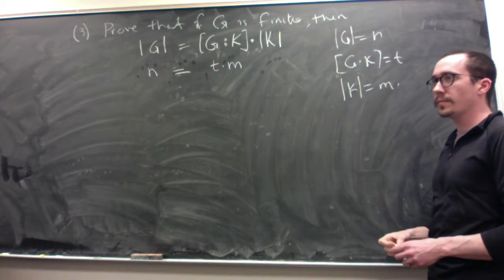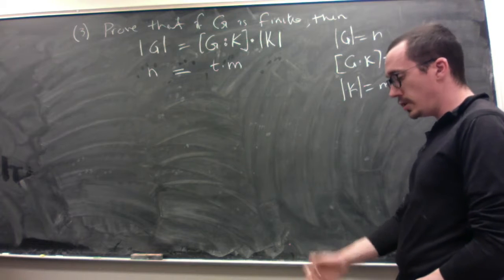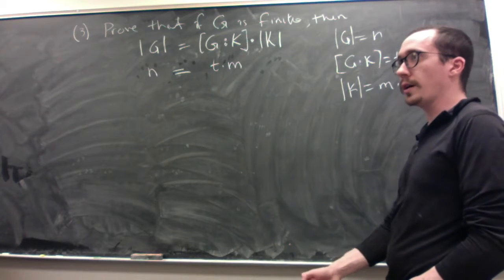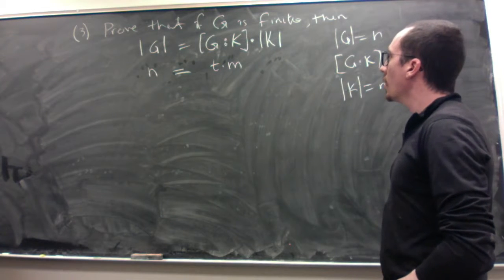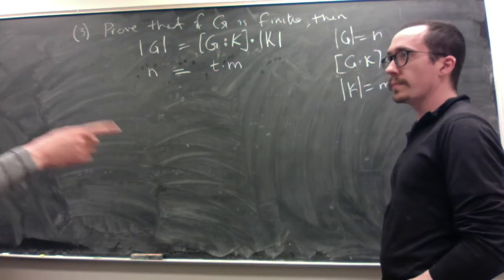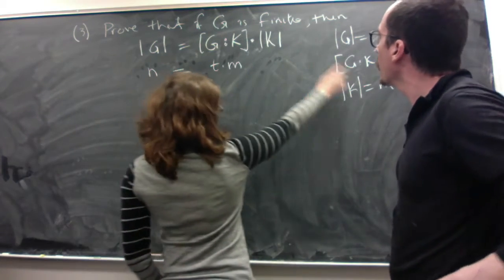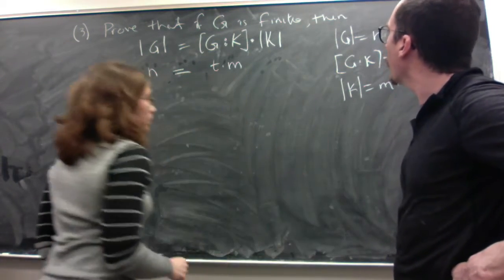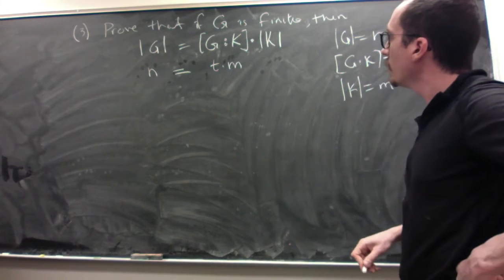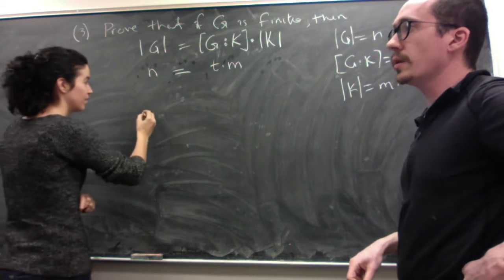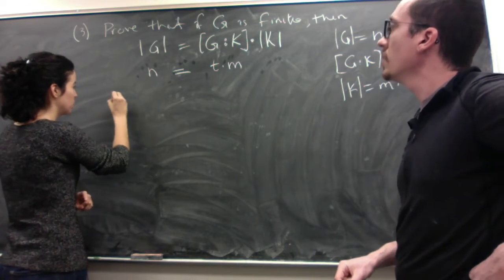Is that okay? Cool. We just proved that G is the disjoint union of the right cosets of K. We also just proved that they all have the same cardinality, which is the order of K, which we're calling M. And so what is the meaning of T? It's the number of cosets.